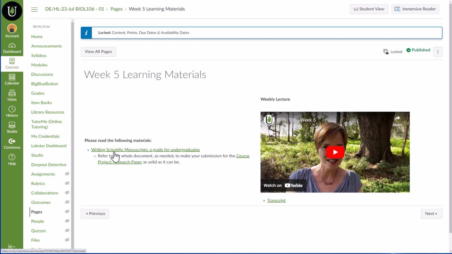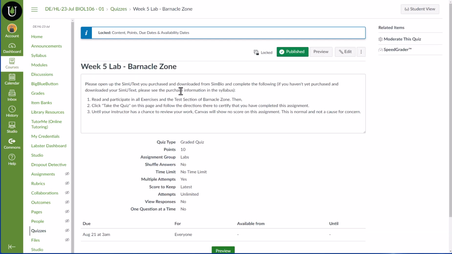Make sure you take a look at the Writing Scientific Manuscript Guide, because this is the one that we've been using throughout the term to make sure that you know how to write an introduction, methods, results, discussion, and literature cited for your project. So your project will be based on this week's lab. This week's lab is the barnacle zone.